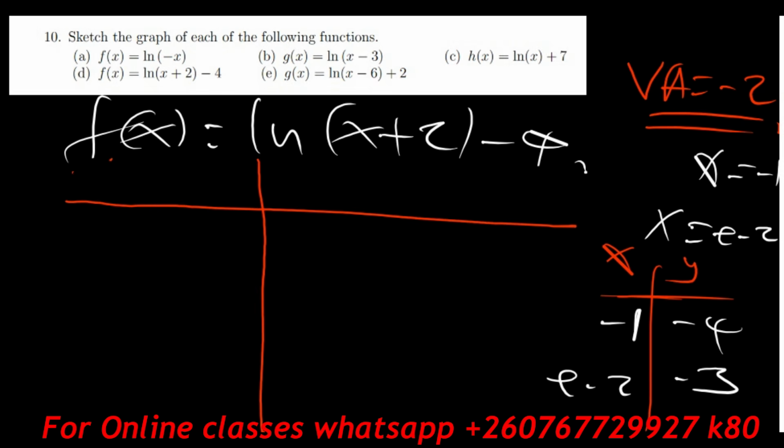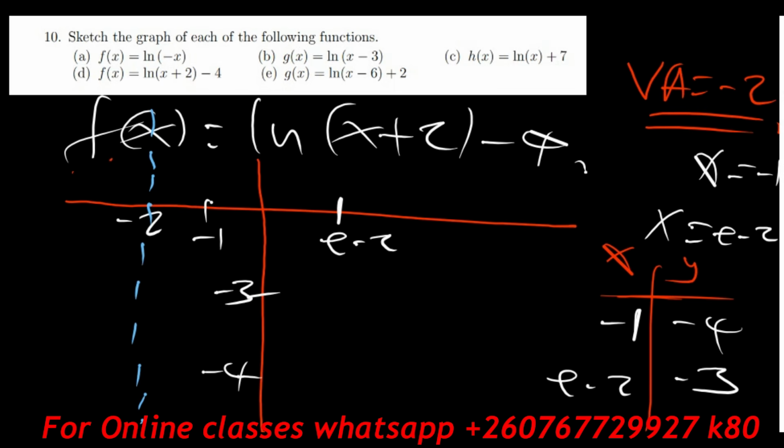So I have my vertical asymptote at negative 2, and also I have negative 1 here. Then I've got e minus 2, which is on the positive side. On the y-axis I've got negative 3 and negative 4. My vertical asymptote, like we have said, is at negative 2, which is this line.